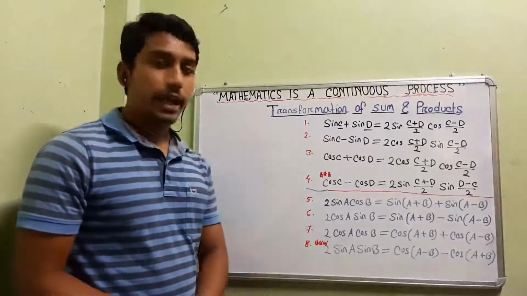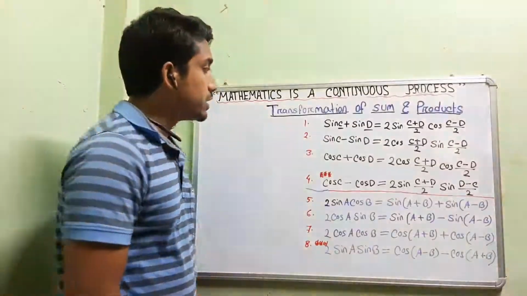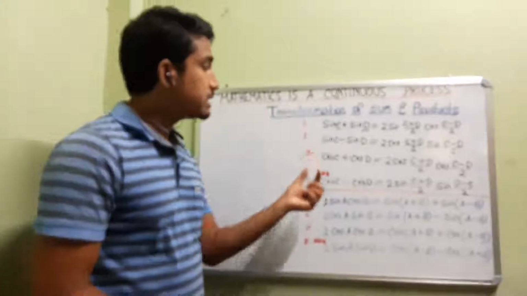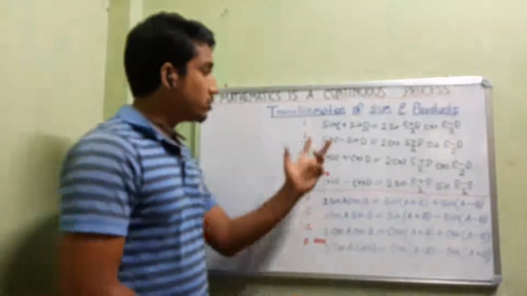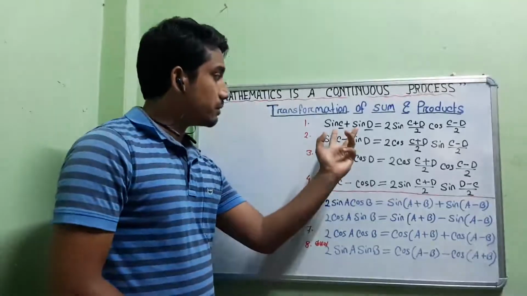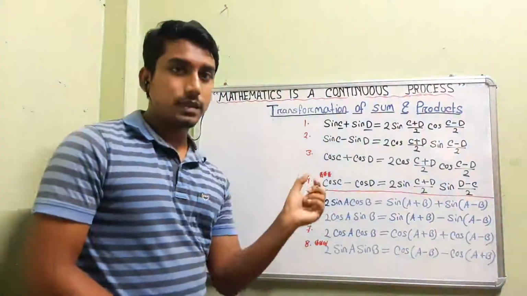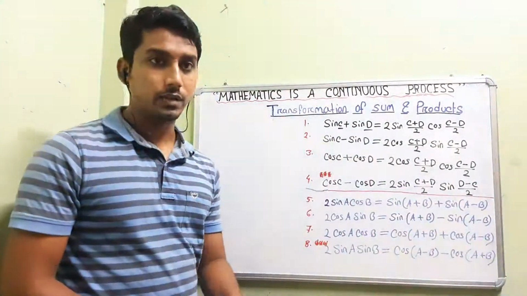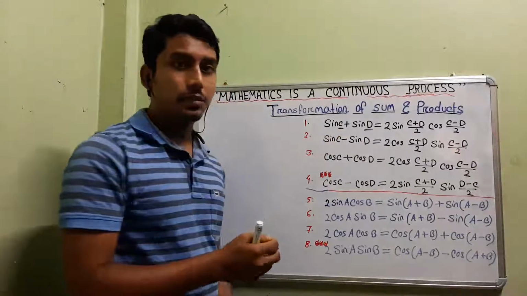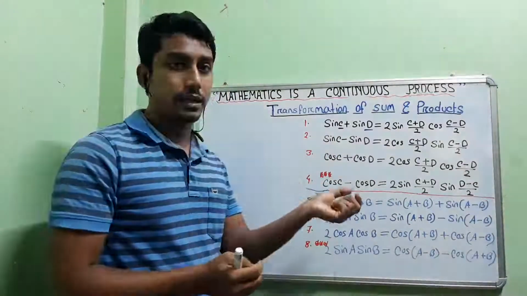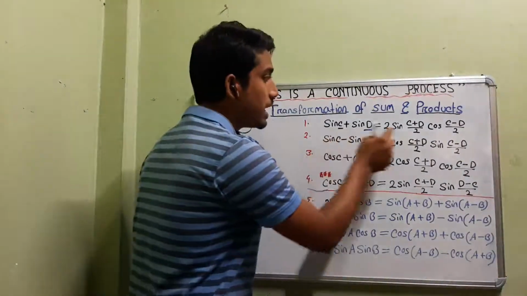Let me explain those formulas one by one. You see, the first one is sin c plus sin d. That means two trigonometric functions taking different angles, c and d are two different angles. They are in the sum, and we are supposed to transform this sum into the product.